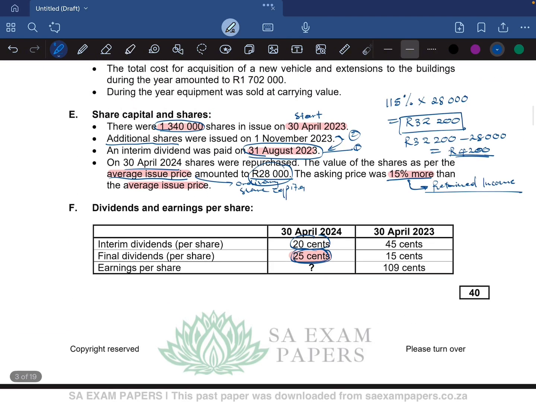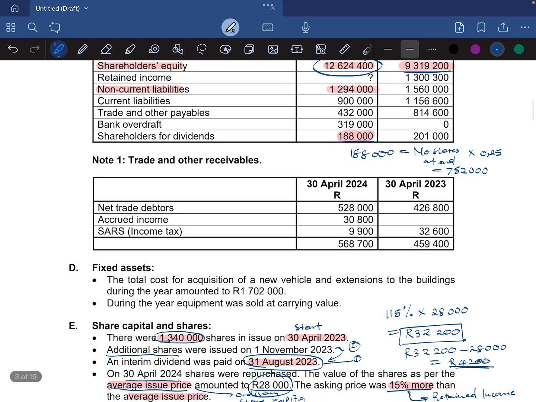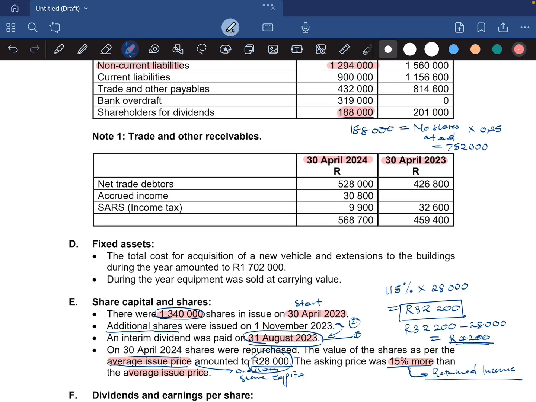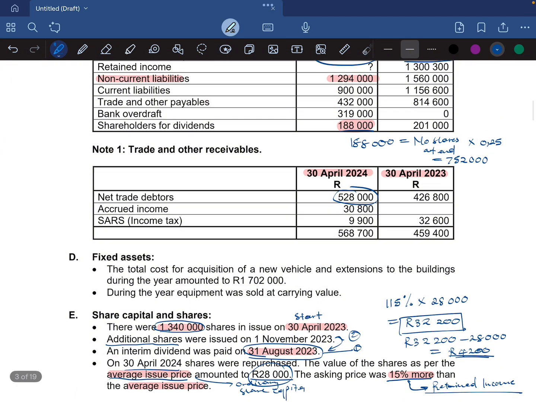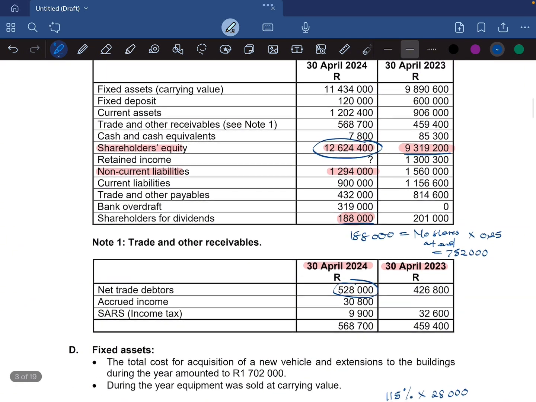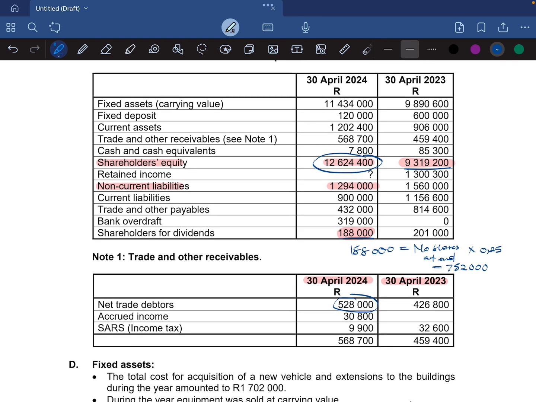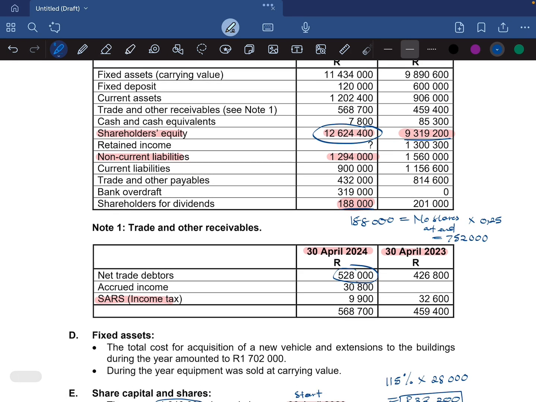Next we are required to calculate the change in trade and other receivables. So we are given note 1, which is our trade and other receivables, and we were given the balances on the 30th of April 2024 and 30 April 2023. Our net trade debtors was 528, and we have 426,800 at 30 April 2023. What we need to determine is our total change in the trade and other receivables, but we're not going to look at our SARS income tax in this case because we account for that in our taxation paid. So we had accrued income of 30,800 and net trade debtors of 528 for this year, and last year we had 426,800 worth of net trade debtors.